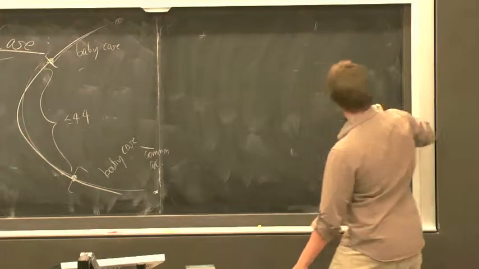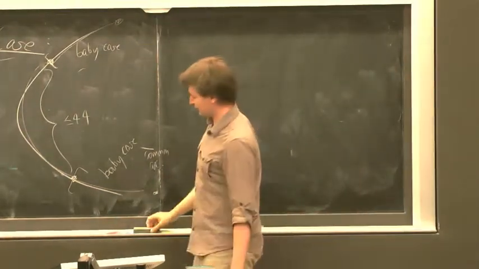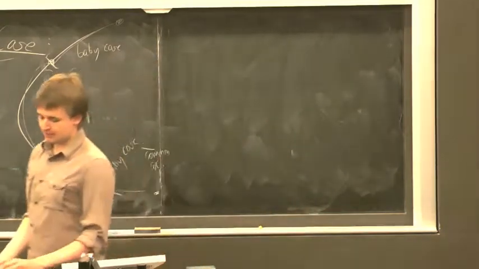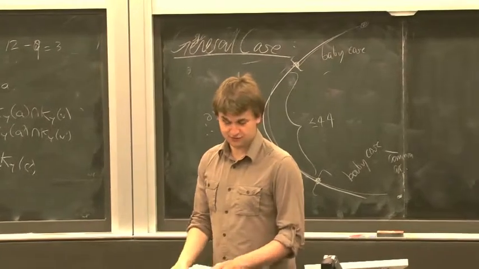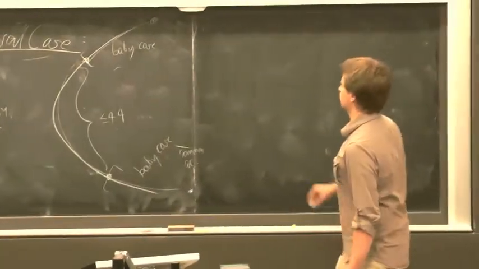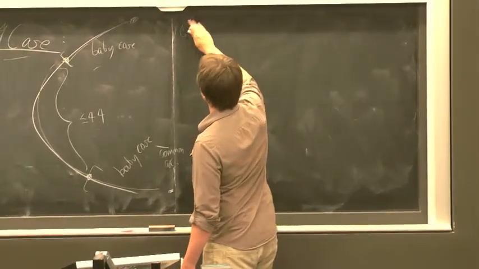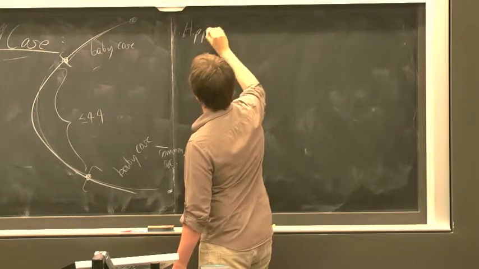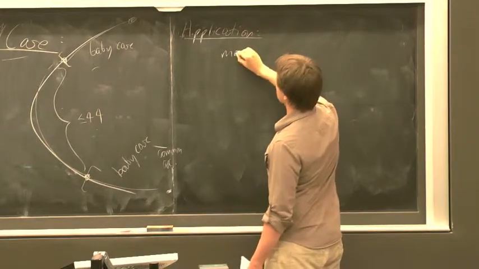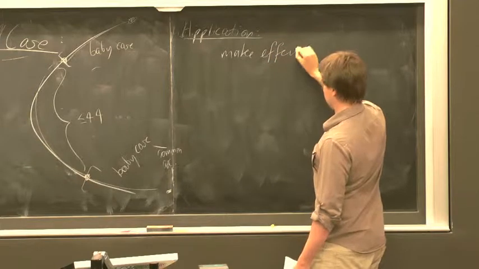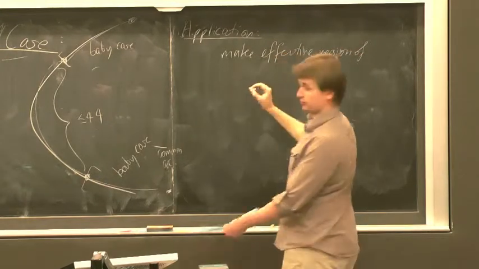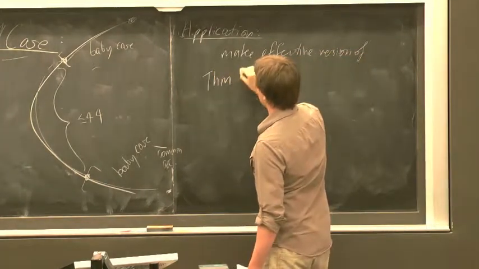I'm going to tell you, apart from the applications included in hierarchy machinery, there are other applications in order to get effective versions of theorems. So here's one which doesn't use hierarchy machinery. One application is to make an effective version of the following theorem, which is due to Mangas.